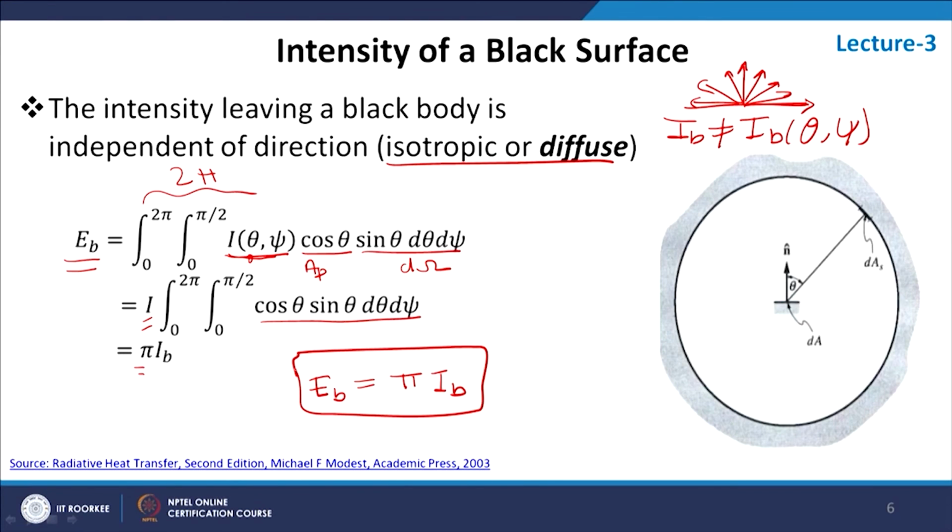Many times you get confused that the total angle is 2 pi, so why should the emissive power not be equal to 2 pi I b? But you have to keep in mind that intensity is defined normal to the rays. The projected area is normal to the rays of travel of intensity, and that is why this factor pi appears here. So, black body emissive power is equal to pi times the black body radiative intensity.